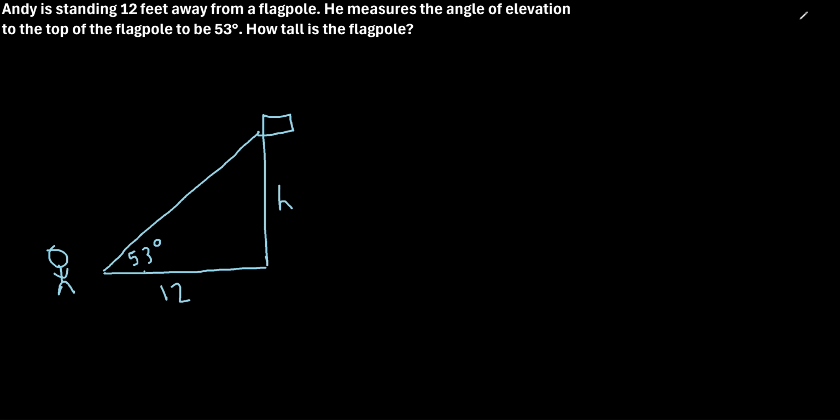So using only this information that we're given, that Andy's 12 feet away and that the angle of elevation is 53 degrees, how can we solve for H? Well, we'll have to use our trigonometric functions. So if you'll recall, the acronym that we can use is SOHCAHTOA. And this acronym describes how we can calculate the sine, cosine, or tangent of an angle. So to calculate the sine of an angle, we take the opposite side divided by the hypotenuse. To calculate the cosine of an angle, we take the adjacent side divided by the hypotenuse. And to calculate the tangent of an angle, we take the opposite side over the adjacent side.